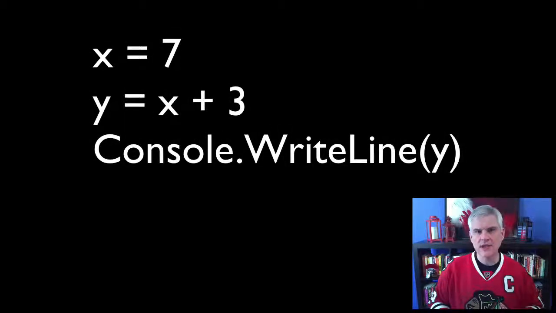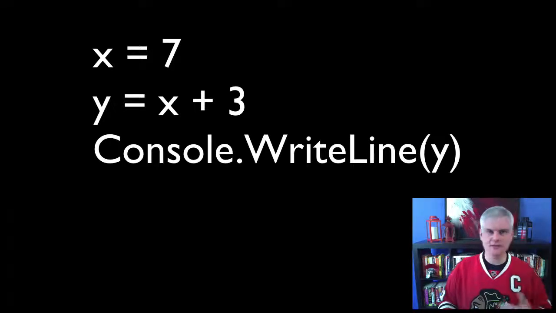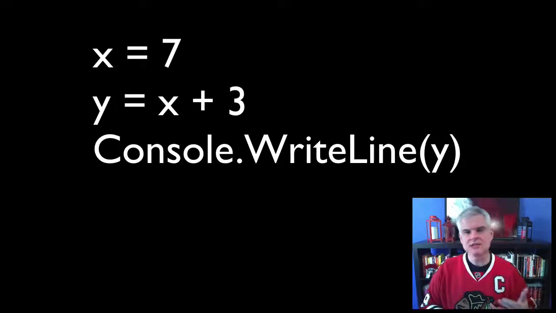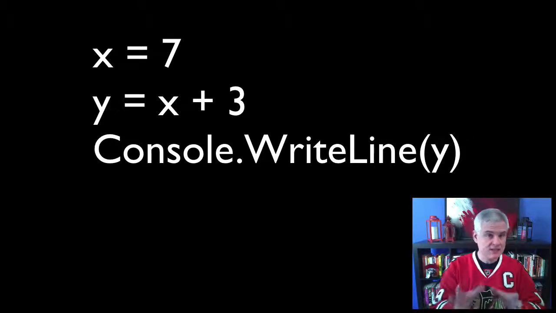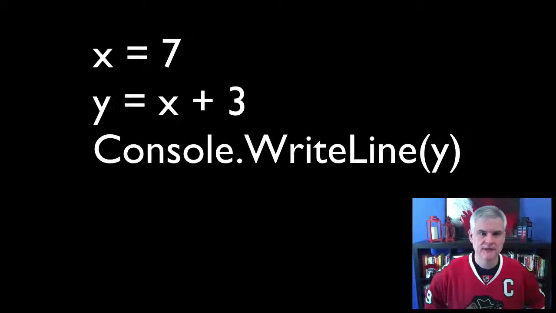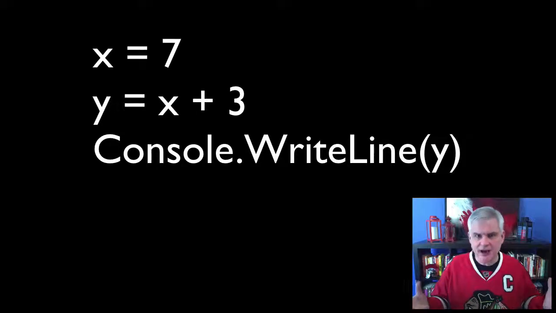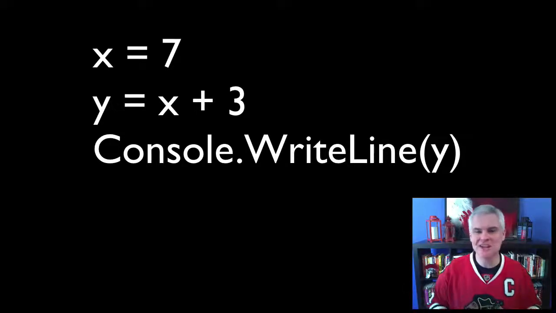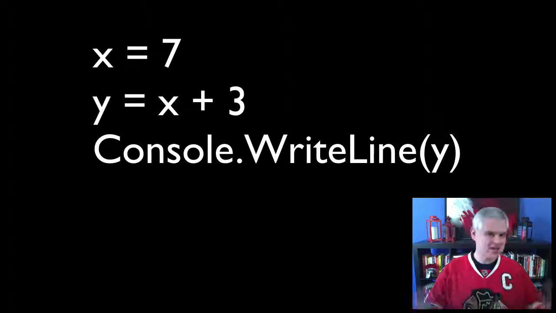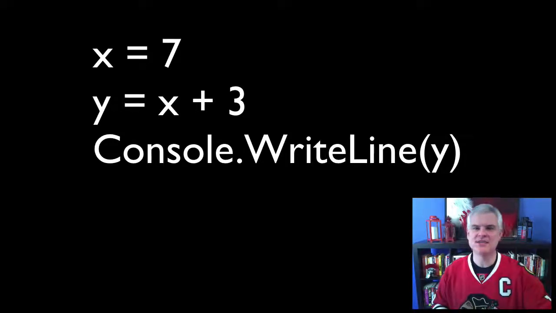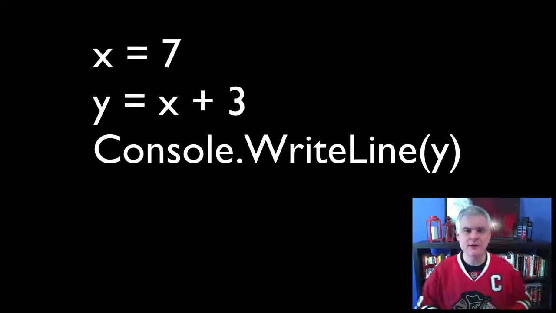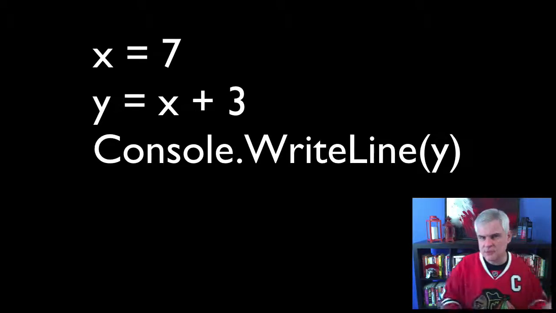x equals 7, y equals x plus 3, Console.WriteLine(y). So what would you expect to be displayed in the console window? Well, the value 10, right? You just read Visual Basic on your own without my help. It's just common sense, right? Now, honestly, there's probably a little bit more to it than just that. But let's start with this and move on from there.